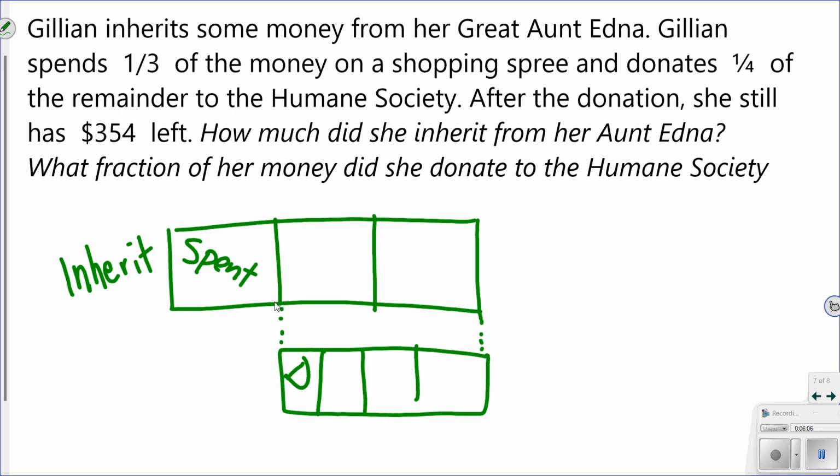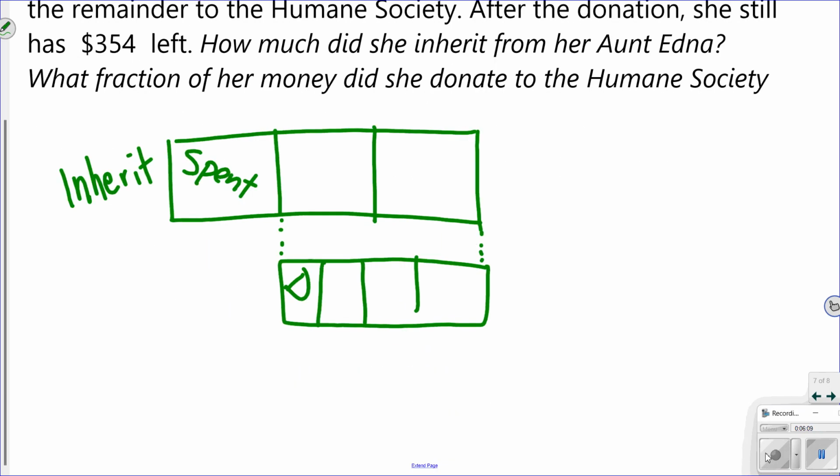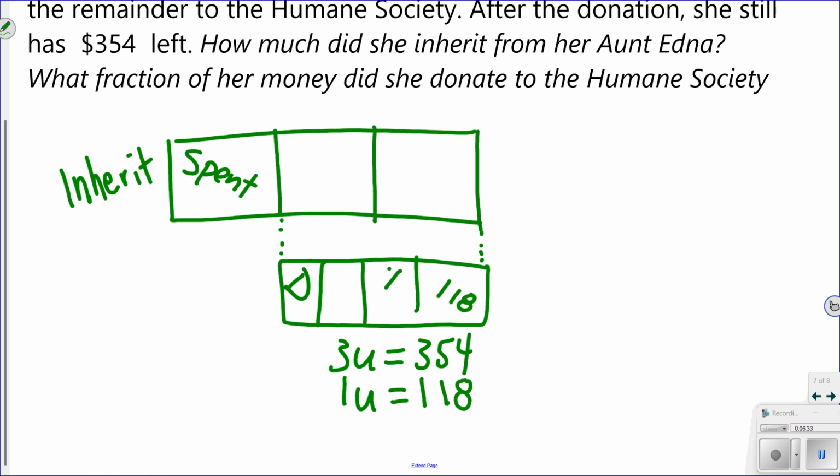So these 3 units are $354. If 3 units are $354, then 1 unit would be 100, and 54 divided by 3 is 18. So each one of these units is 118.